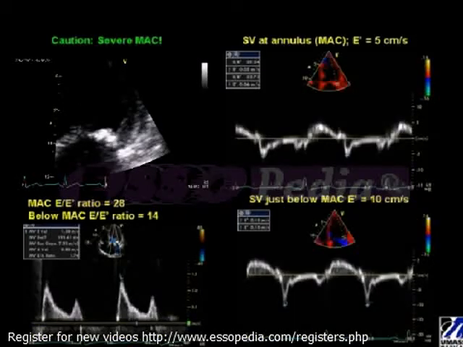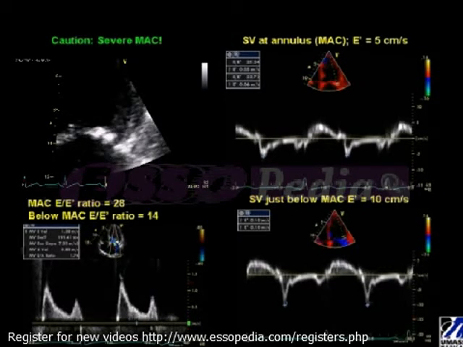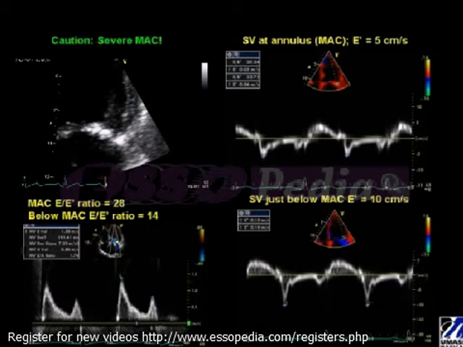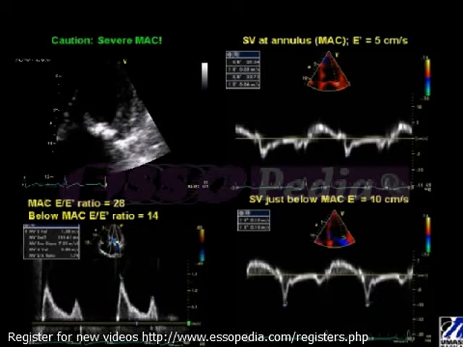So I just want to say caution, there's severe MAC in this example, as noted on the previous slide. And as you can see here to the top right, you see the sample volume is positioned at the MAC, at the annulus, and the E prime velocity is just 5 centimeters per second. But look, just by repositioning the sample volume below the MAC, we then double the E prime velocity at 10 centimeters per second. That is a 100% increase in the E prime velocity, with subtle movements of the sample volume positioning. So in this example, we would not use the tissue Doppler because it's unclear which E prime to use.